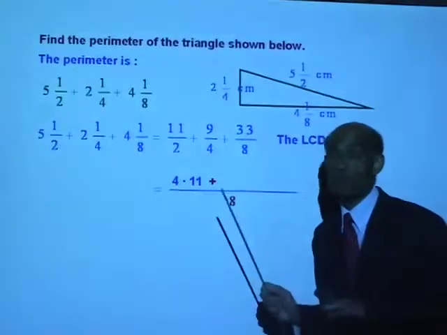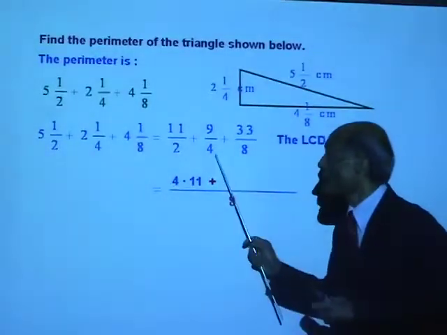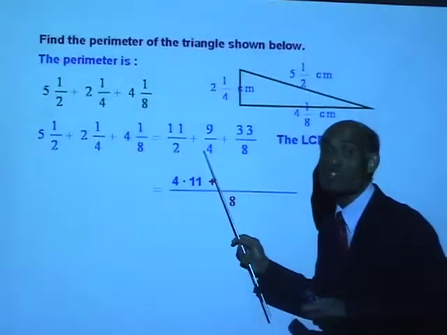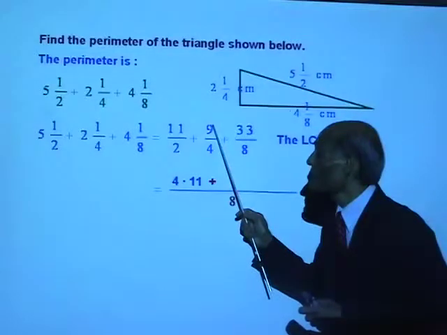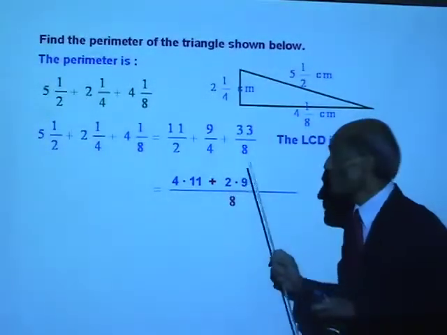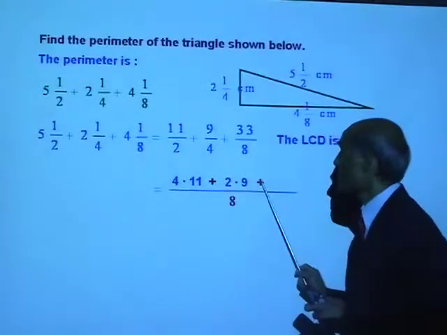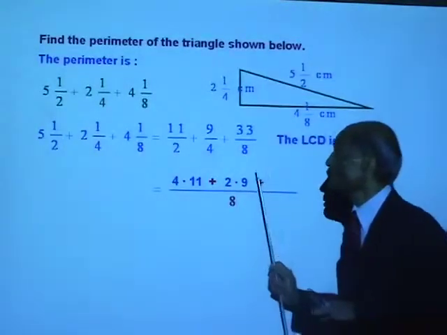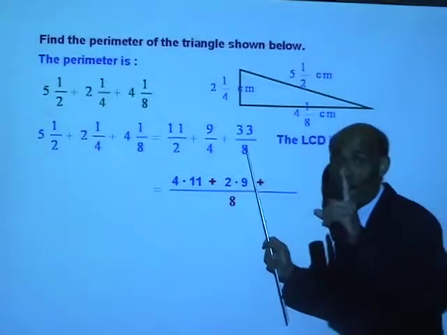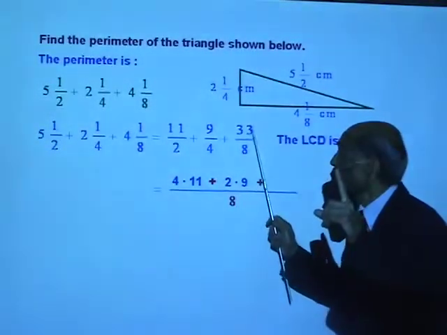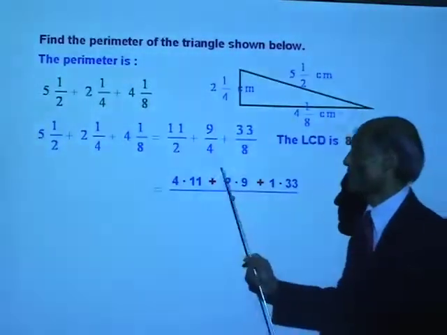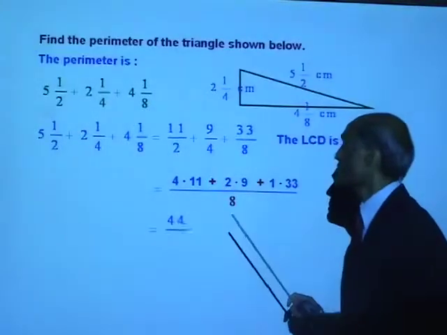Alright, what's the next number? 8 divided by 4 is 2. What do you do with that 2? Multiply this 9. That will be 2 times 9. Follow that up with the plus. Alright, what's the next one? 8 divided by 8 is 1. Multiply that 1 with 33. There you are. Alright, now multiply each of these numbers.